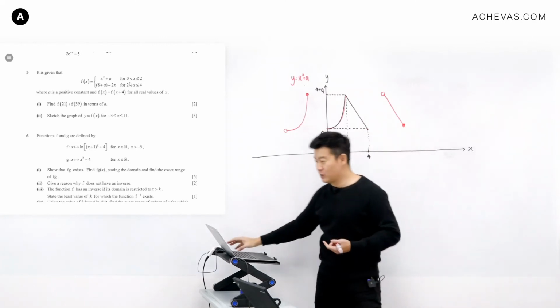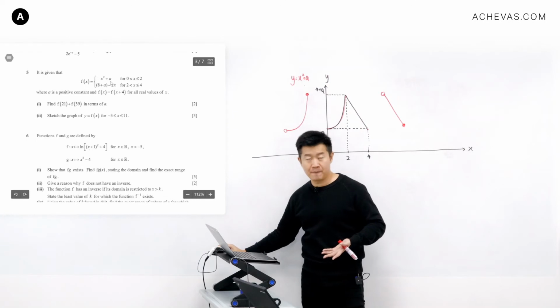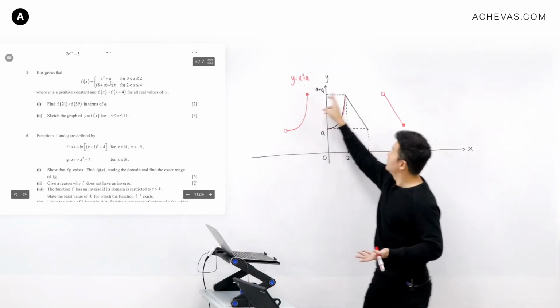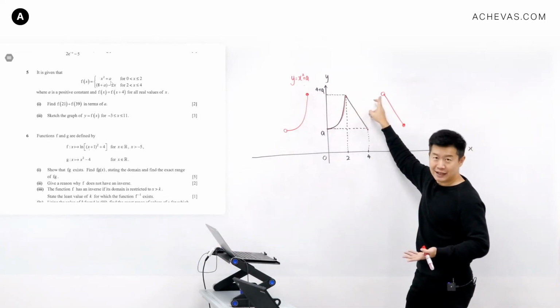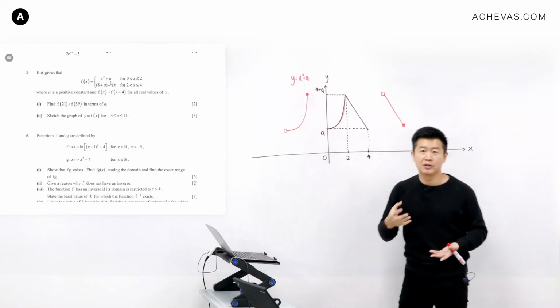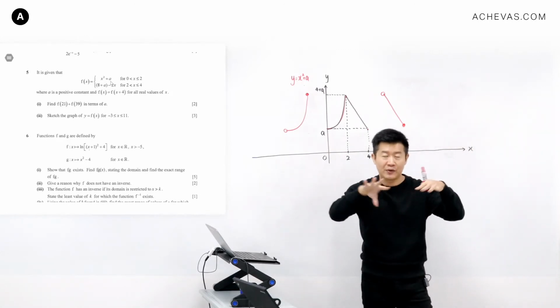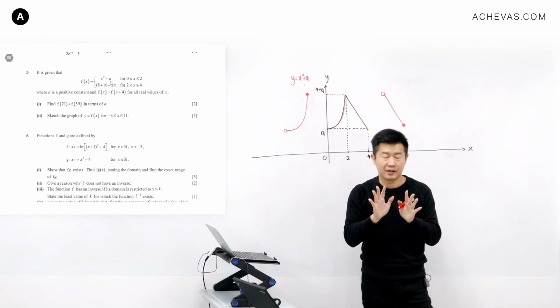If you were to look at the question, when x is equal to 2, is it undefined? No, it is 4 squared plus a. So this solid dot intersects the hollow dot and will become a solid dot. And do you need to put in a solid dot? No. If the solid dot appears within the graph, not as an endpoint, you don't need to put anything.